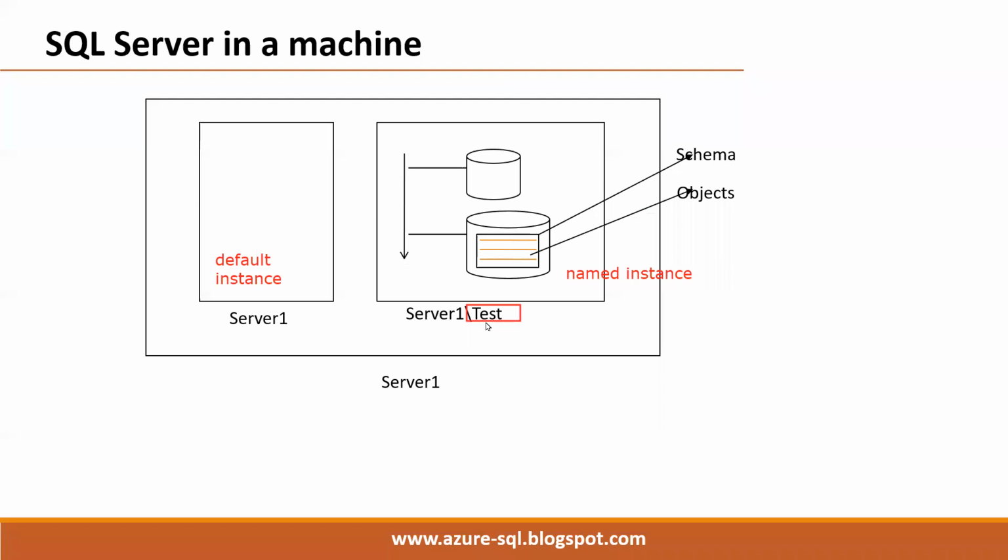Okay, see here now. Understood, right? Overall hierarchy. In one machine, we can have one or more instances. Maximum how many? 50. Under that, we can have databases. Under that schema, under that objects. Objects are what? Like tables, views, stored procedures, something. And see, this schema is like a folder.